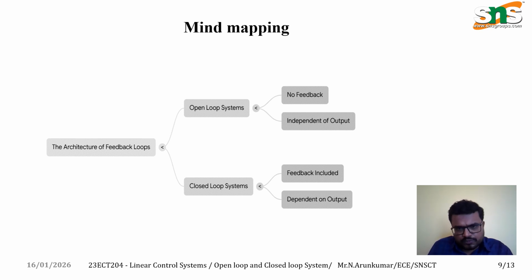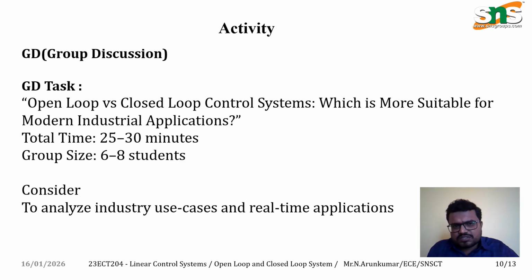Mind mapping: open loop, closed loop system. The open loop doesn't have any feedback, whereas closed loop has feedback. And moreover, in a closed loop the output depends on the input, while independence from the output is an open loop system. The task given is a group discussion: which of open loop or closed loop control systems is more suitable for modern industrial applications. Take 25 to 30 minutes to complete this group discussion, take a group of 6 to 8 students, and analyze industry use cases and real-time applications.